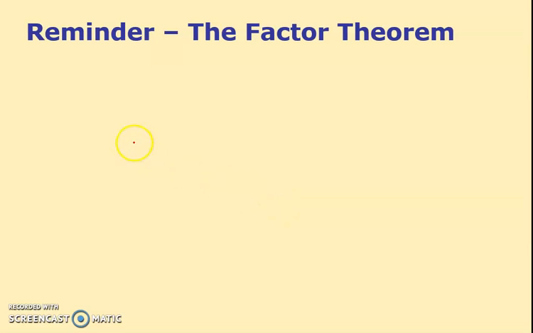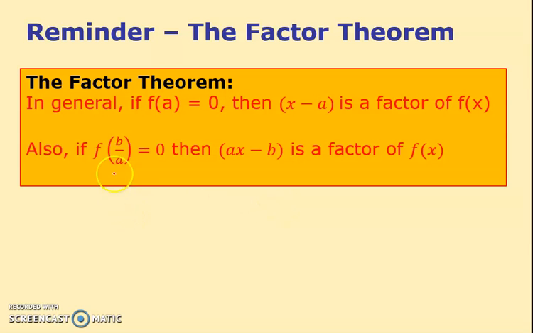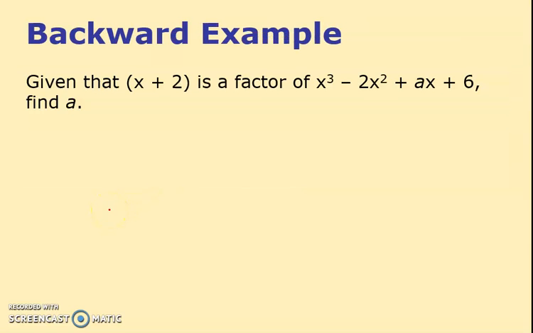Hopefully you got the same thing. Reminder, the factor theorem, which we saw last time. If you put a number a into a function and it gives you 0, then x minus a is a factor. And if you put a fraction in instead, notice f of b over a, if I put b over a in and get 0, then ax minus b is a factor. So just bear that in mind when we come to these backward examples I'm going to give you now.